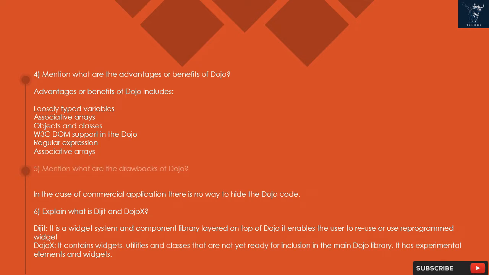5. Mention what are the drawbacks of Dojo. For Dojo, the developer has to depend on the browser support. In the case of a commercial application, there is no way to hide the Dojo code.